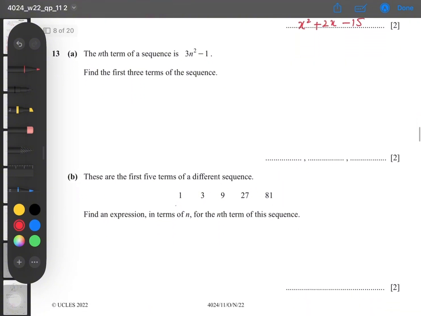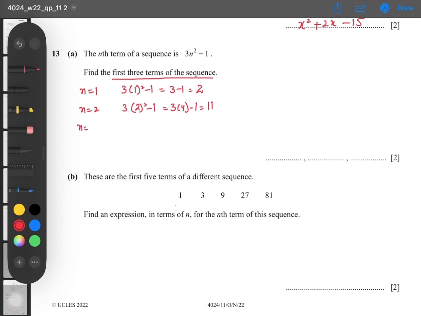Question number 13. The nth term of the sequence is 3n squared minus 1. Find the first 3 terms of the sequence. For the first term, I will put n is equal to 1. So it will be 3 times 1 squared minus 1 is equal to 3 minus 1. It will be 2. For the second term, I'll put n is equal to 2. So it will be 3 times 2 squared minus 1. So it will be 3 into 4 minus 1. So it will be 11.